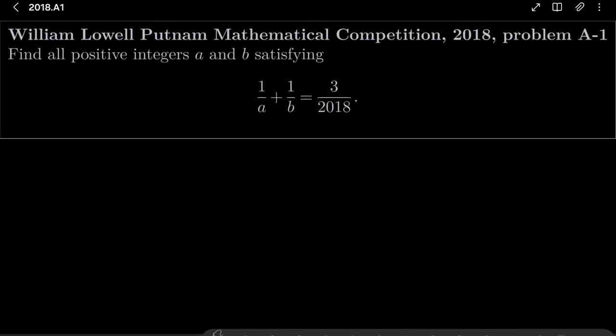Hello friends, in this video I'd like to solve the following problem from the William Lowell Putnam Mathematical Competition 2018, problem A1. We wish to find all positive integers a and b satisfying the following equality: 1 over a plus 1 over b equals 3 over 2018. It's a rather simple Diophantine equation, here are my hints.